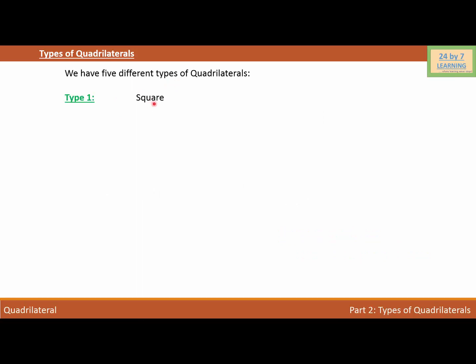So the first type is a square. The second type of quadrilateral is called rhombus. The third type of quadrilateral is called parallelogram. The fourth type of quadrilateral is called rectangle. And the fifth type of quadrilateral is called trapezium. In this section, the main focus is to talk about the parallelogram and its properties.